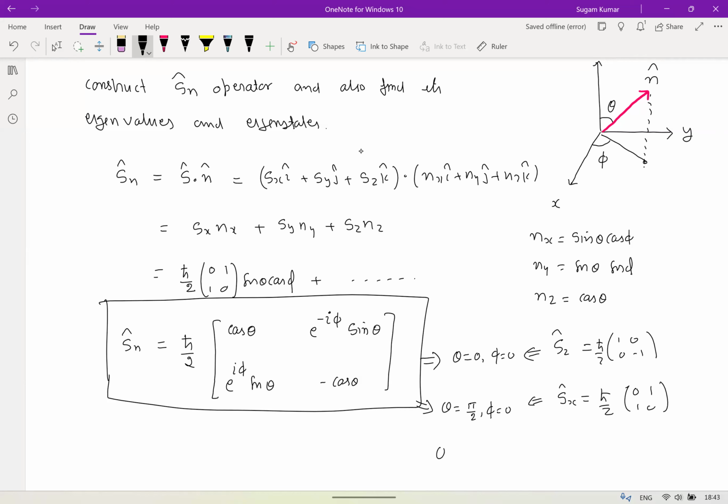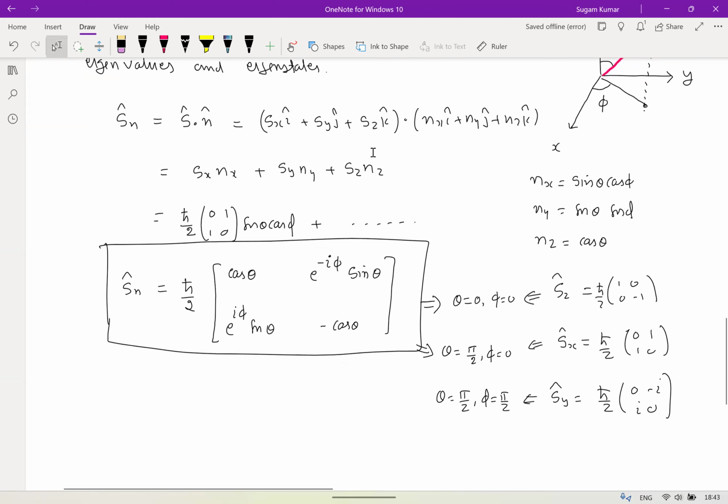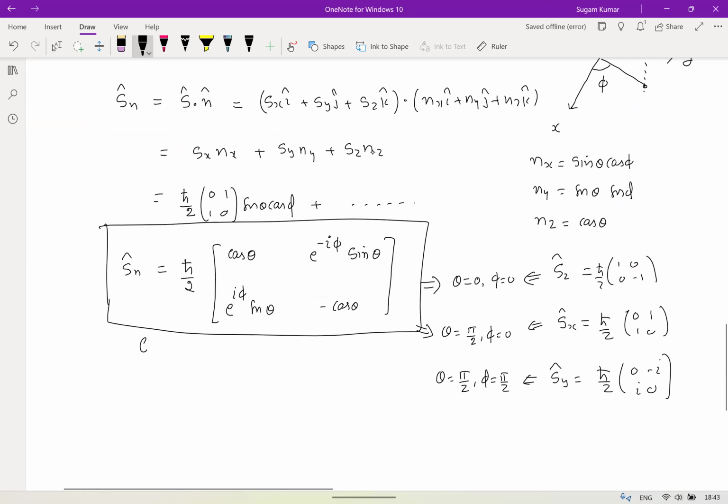Similarly, you can see when theta equals pi by 2 and phi is also pi by 2, then that is going to give Sy, which is h cut by 2 times the matrix 0, minus iota, iota, 0. So you will get all the spin component operator forms from this general equation, the general form of the spin operator.